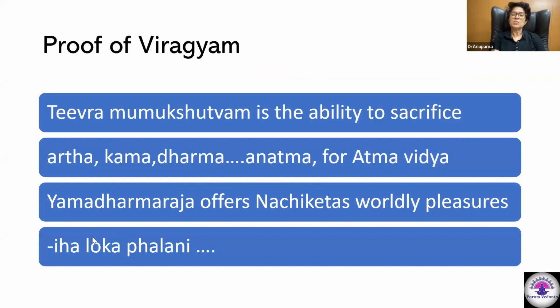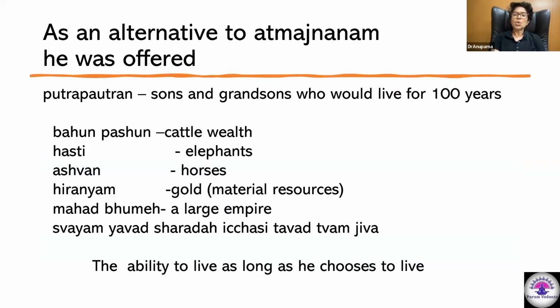Tivra Mumukshutvam is the ability to sacrifice Artha, Kama, Dharma, anything related to Anatma for Atma Vidya. Yamadharmaraja offers Nachiketas worldly pleasures, iha loka phalani. So, as an alternative to Atma Jnanam, he is offered Putra Pautran, sons and grandsons who would live for 100 years, Bahun Pashun, cattle wealth, Hastihi, elephants, Ashwan, horses, Hiranyam, gold, meaning material resources to look after all these, Mahad Bhume, a large empire, Swayam Yavad Sharadaha Ichasi, Tavad Tvam Jiva, the ability to live as long as he may choose.